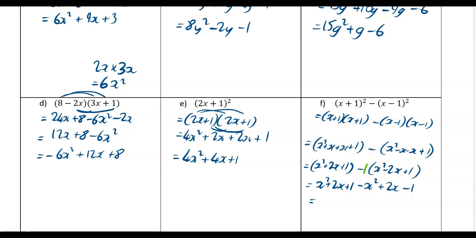And then tidy up. The x squared term and this x squared term cancel each other out. This 2x and this 2x can be grouped together to give you 4x. And this 1 and this minus 1 cancel out, just leaving you 4x. And that is us done.